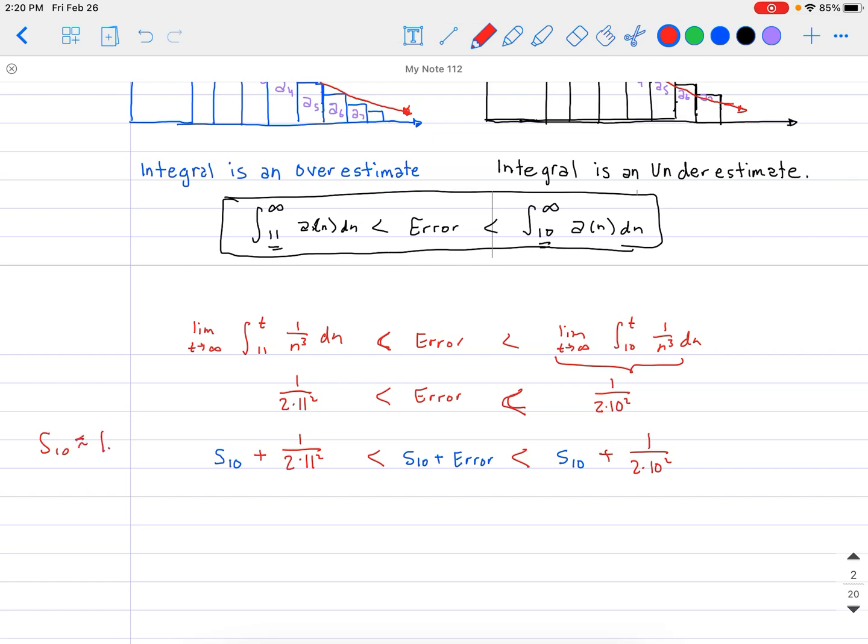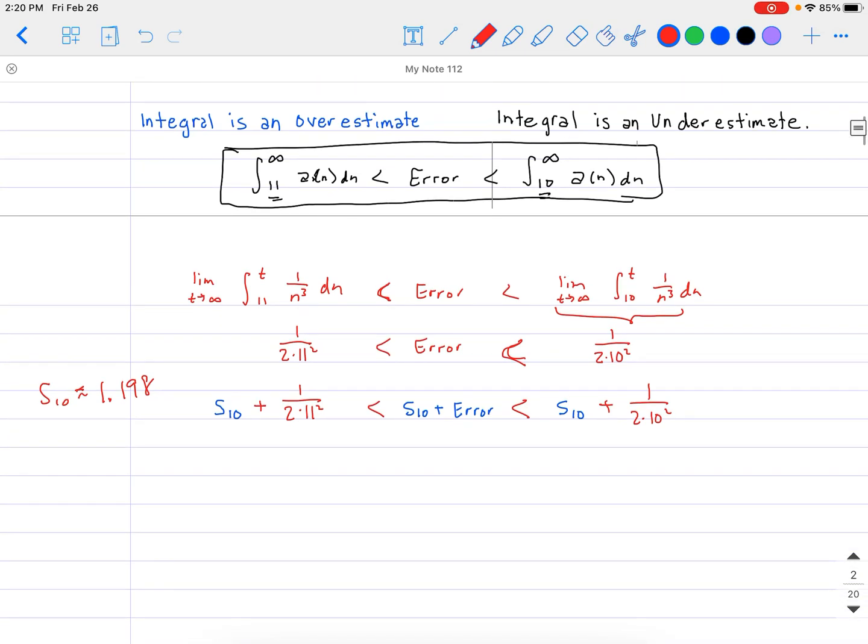That was approximately equal to 1.198. So here on the lower bound, it's going to be 1.198 plus this guy over here. And then my upper bound is going to be 1.198 plus the upper bound in this case over here. And in between, s of 10 plus the error, that's the entire series. That's the series itself if I were to sum up every single term. So right there, that's going to be our answer then. So just kind of solving this for you guys.